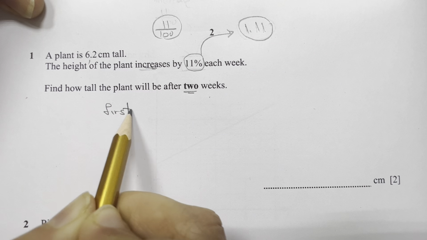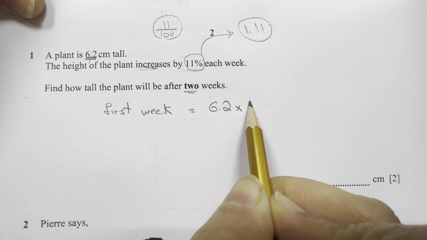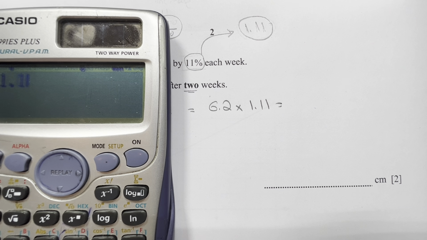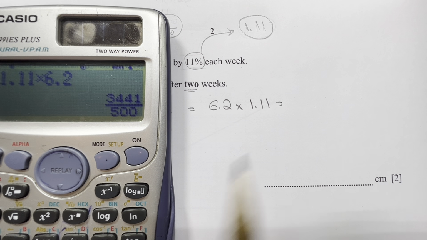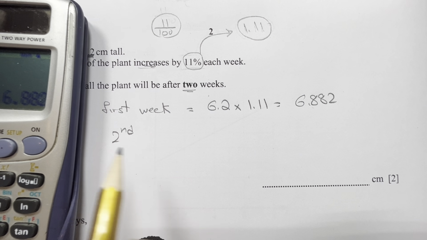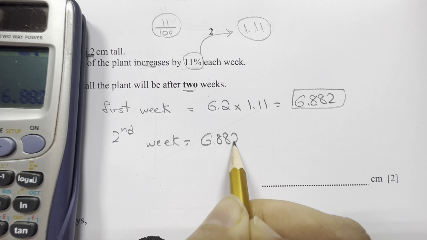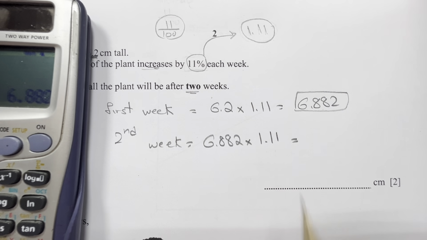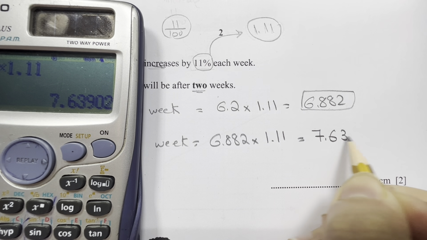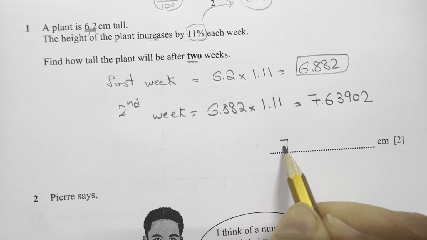For the first week, I'm going to multiply this height, 6.2, by 1.11. Let's see the answer. 1.11 multiplied by 6.2 is going to be 6.882. Then for the second week, I'm going to take this and multiply it again by 1.11, and the answer will be 7.63902 centimeters. Okay, and we are going to write it here.